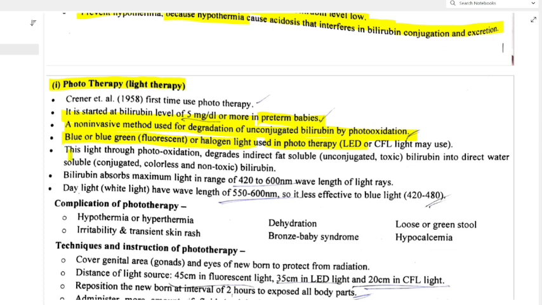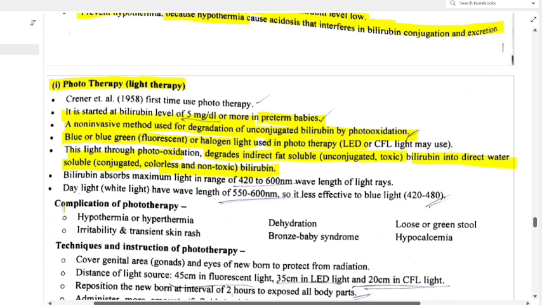Now this light, through photooxidation, degrades indirect, fat soluble, unconjugated, toxic bilirubin to direct, water soluble, conjugated, colorless and non-toxic bilirubin. So how is it working? The light through photooxidation is degrading the indirect fat soluble, unconjugated and toxic bilirubin into direct water soluble, conjugated, colorless and non-toxic bilirubin. Hope you have understood.